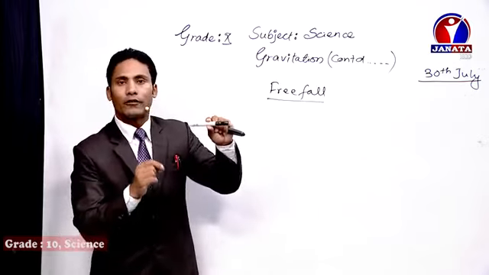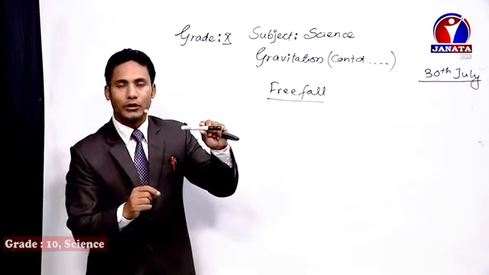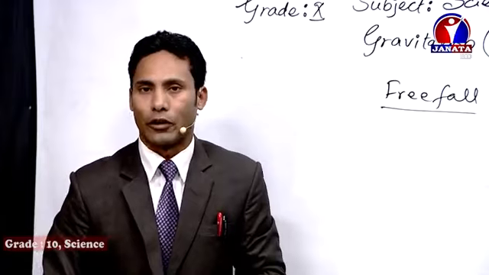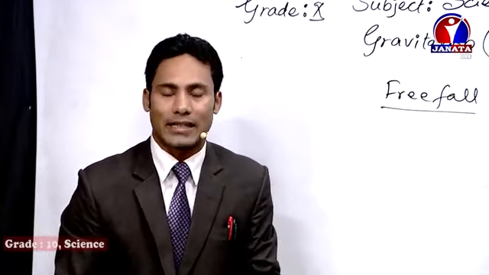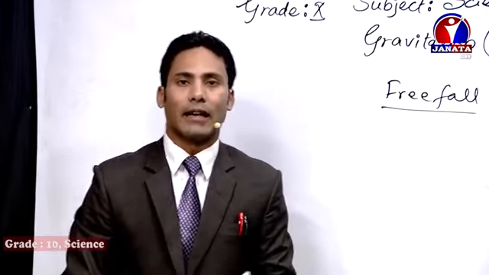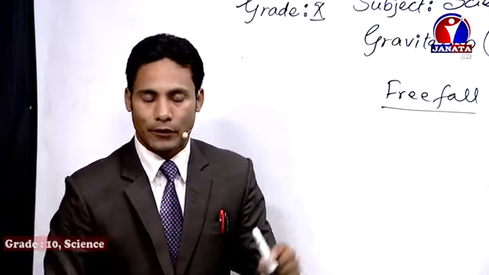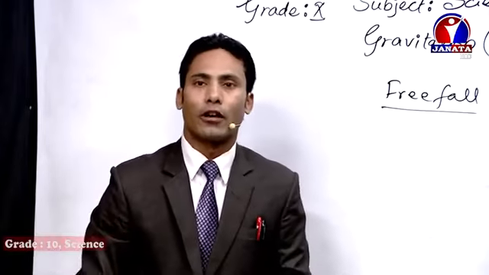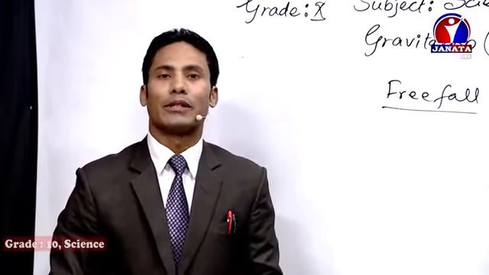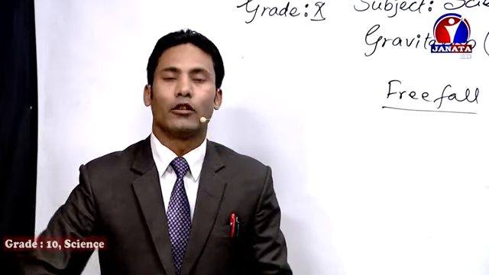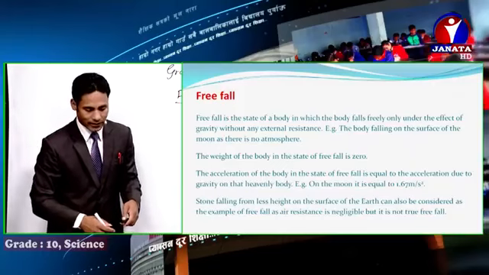The falling of an object freely due to the gravity of the planet is known as free fall. So there should not be any air resistance during free fall. That means in the absence of air resistance, free fall takes place. So we can define free fall as the falling of an object freely in the absence of any external resistance or any external forces.